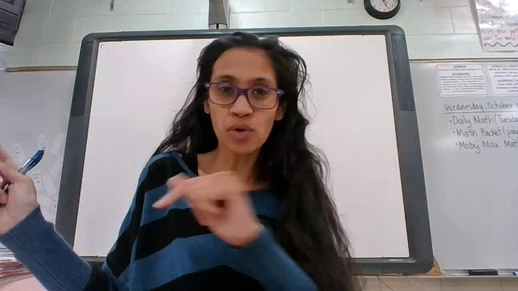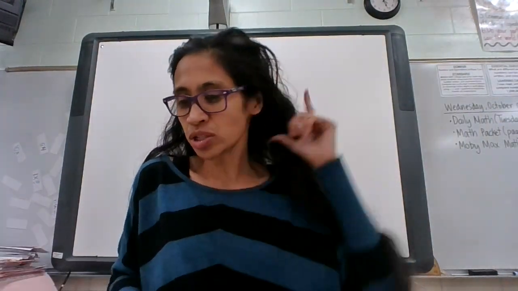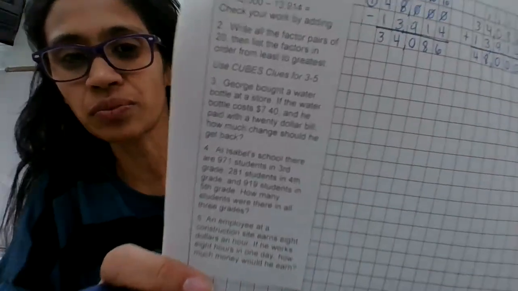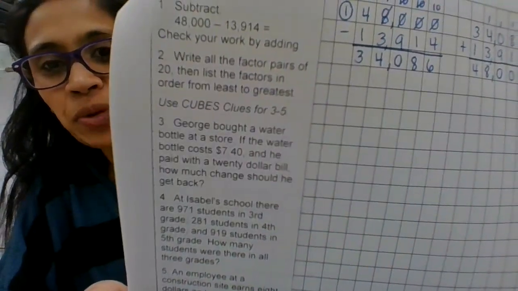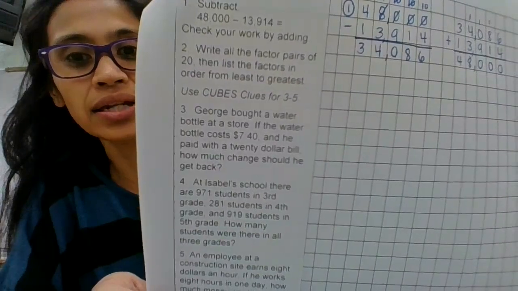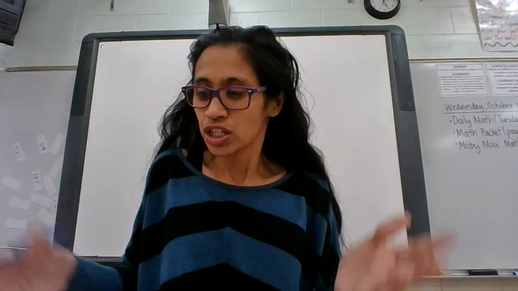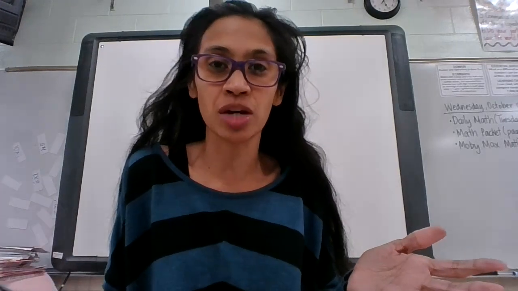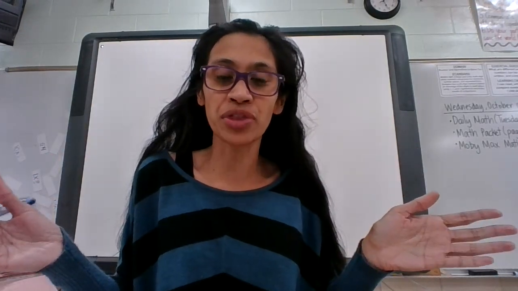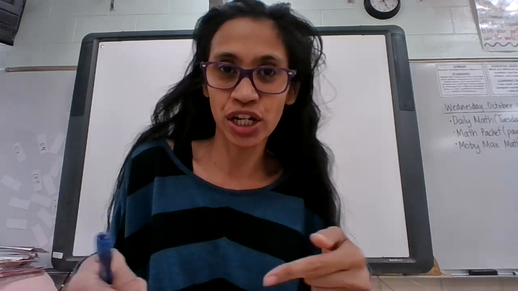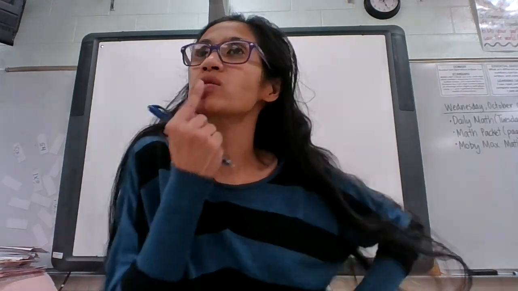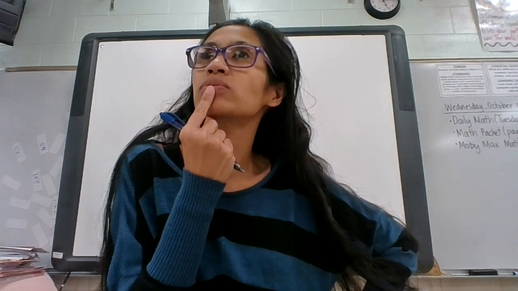All right, moving on to number 2. Number 2 says write all the factor pairs of 20, then list the factors in order from least to greatest. So we have the number 20. We need to think about all the factors. And a factor is what? A factor is a number that you multiply to get another number. So what numbers can I multiply to get 20?